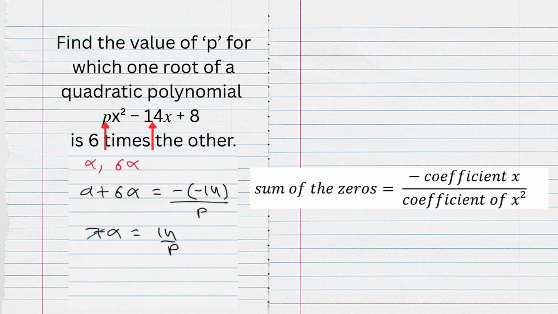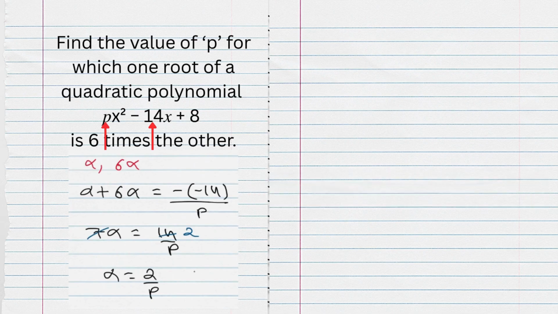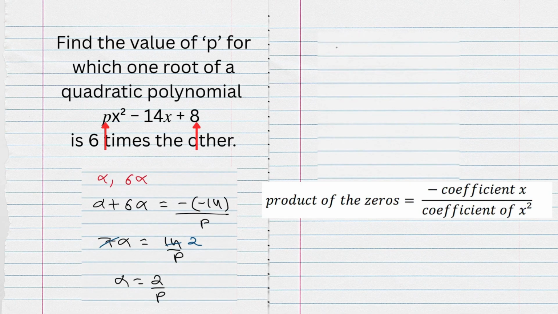We can simplify it further: 7 once is 7, 7 twice is 14. That gives alpha as 2 over p.